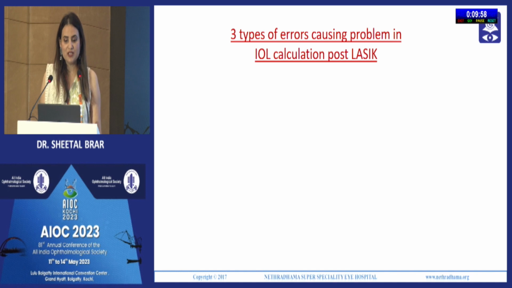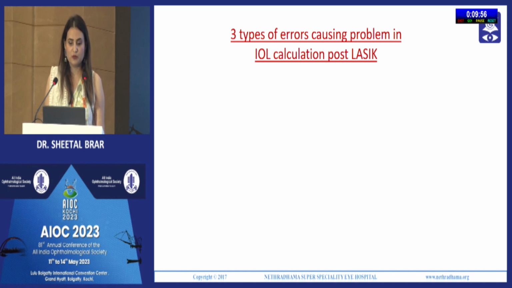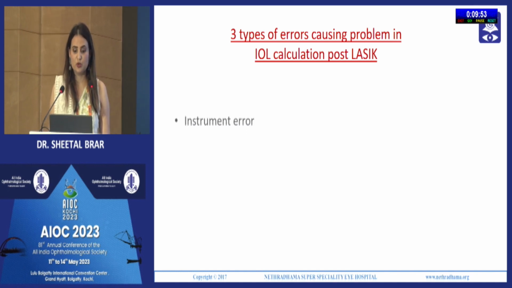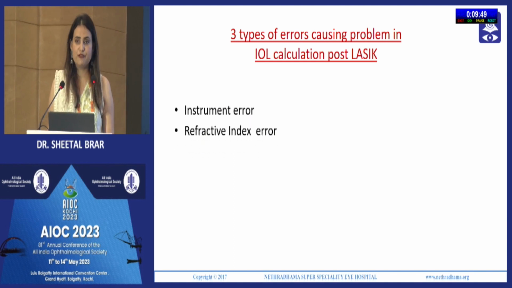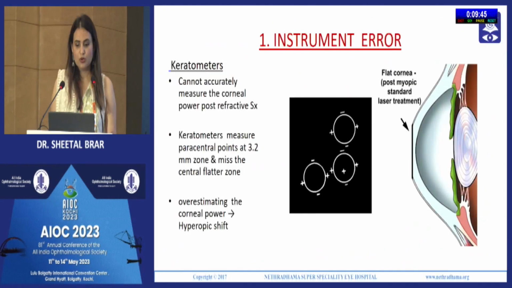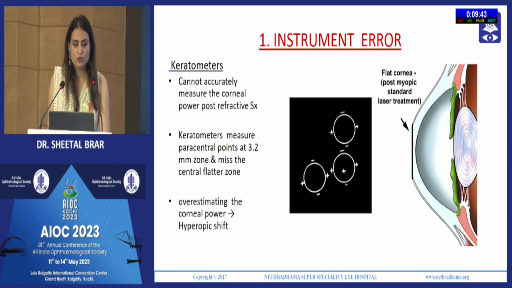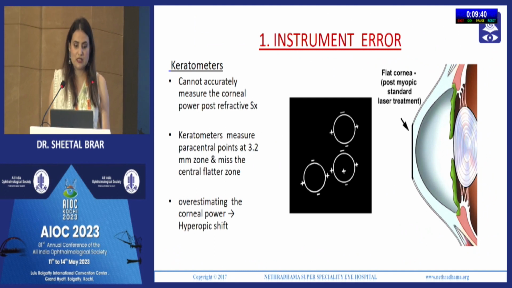So there can be three types of errors that may be causing problems with IOL power calculation post-LASIK. The first error is the instrument error. The second error is the refractive index error. And the third is the formula error. So instrument error basically refers to the error which arises from the use of standard keratometers.